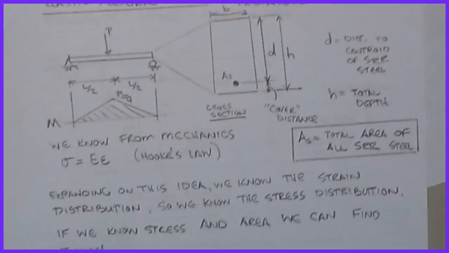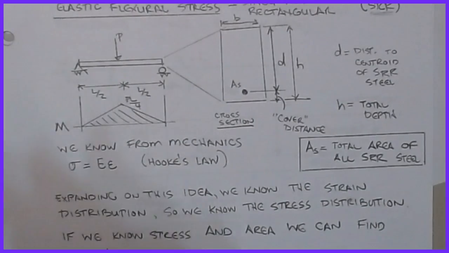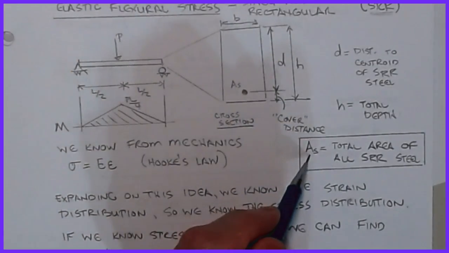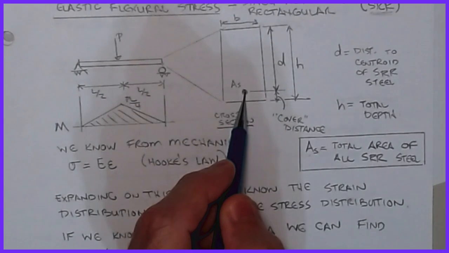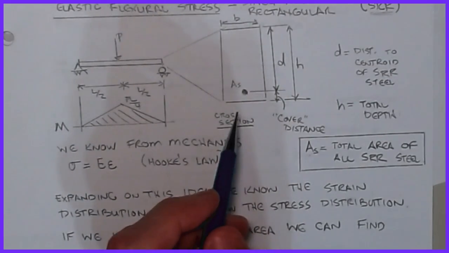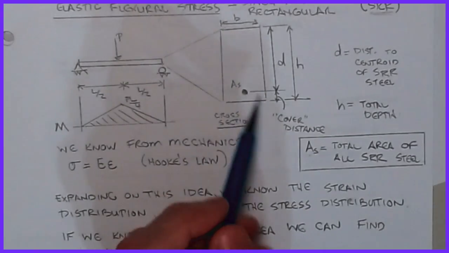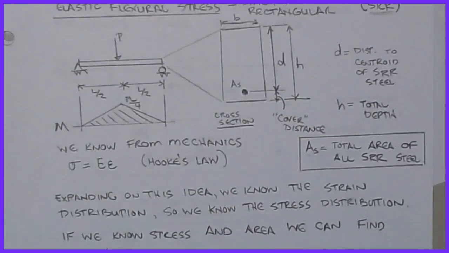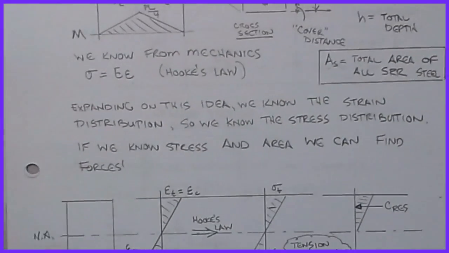In our labeling system, just to get some of the labels out, we're going to say that A_s is the area of the singly reinforced rectangular section steel, or in this case, the tensile steel, and that will be our nomenclature going forward through all of the videos. When we get to compressive steel, we'll call it something else, and I'll explain that when we do it. But for now, that's what we're going to use in this particular video.